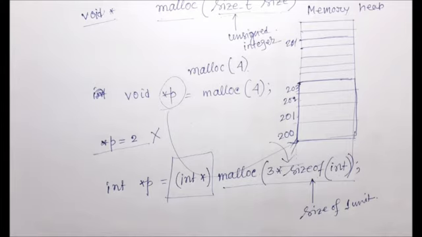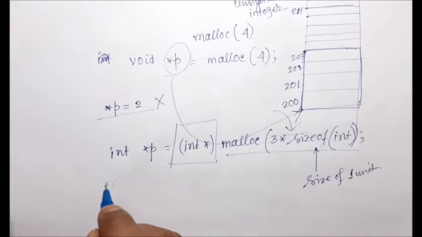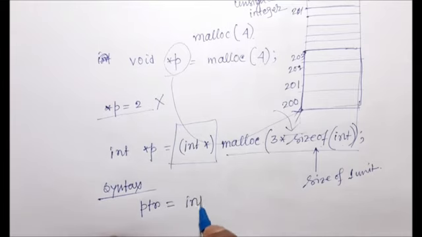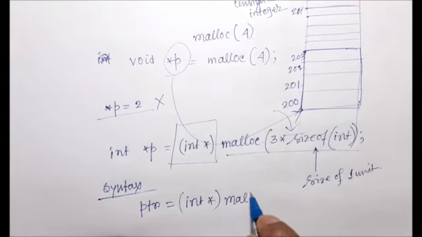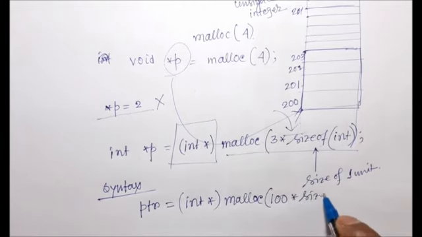So that's all about it. If I want to write the syntax in a complete way, that is the syntax. This is my pointer. If the pointer is integer, I will write integer pointer, and then if I want to typecast into an integer, I can write in this way. Then malloc. Then if I want to allocate, for example, 100 elements, I can write 100 into sizeof(int).